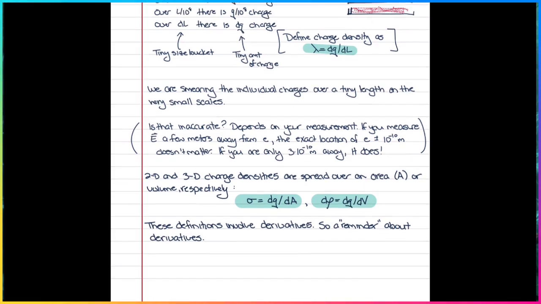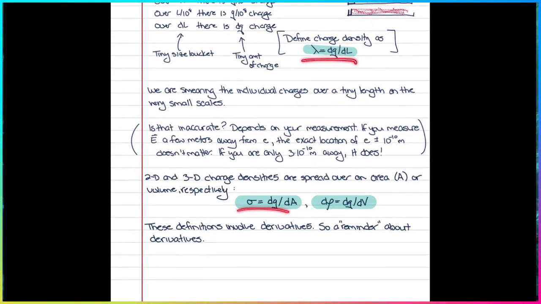Now, the way we define it is, the 1D density is charge distributed over some length. Here it's charge over some area. And for 3D, it's charge over some volume. So I should specify that these are the 2D and the 3D densities. Note that these are all definitions that involve derivatives.